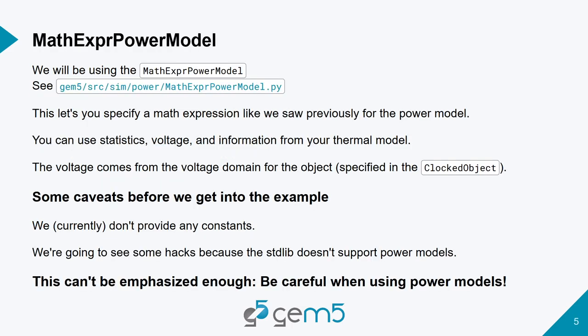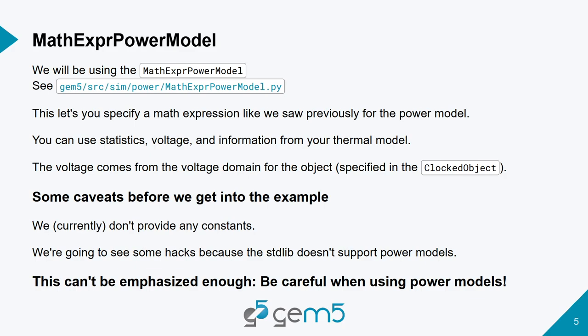Okay. So the math expression power model, this is what we're going to use in our example. Essentially, it allows you to specify a math expression, kind of like what we saw a couple slides ago, and use that as the model that you're using for power. In this math expression, you can use statistics, so things like cache accesses and cache misses are available. There are other things available as well, such as voltage and the temperature from your thermal model. And then the power can feed into the thermal model, so you can have feedback there.